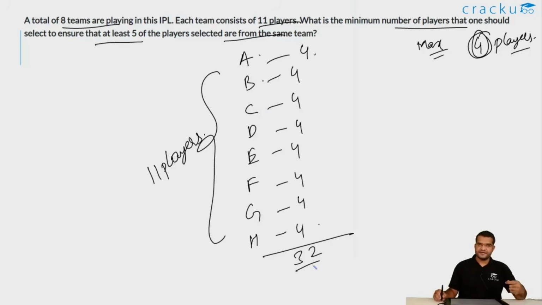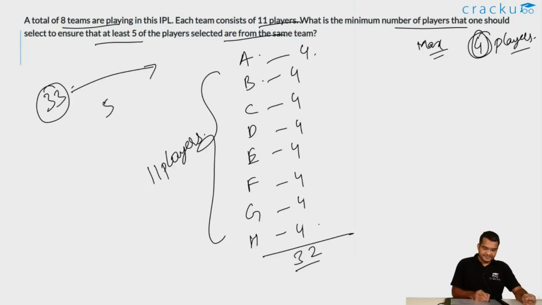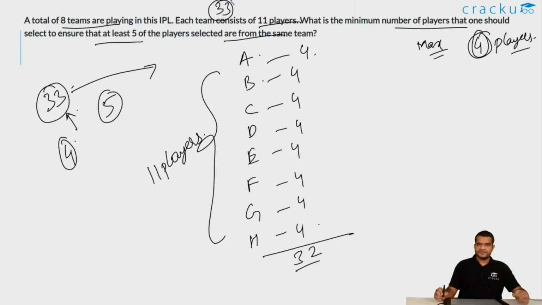But now if you are selecting one more player, that is if you are having 33 players, you know for sure that at least one of the teams has 5 players in it. You can't have all the teams contributing only 4 players and the total number of players be equal to 33. That won't happen. So the answer in this case will be 33. The minimum number of players that you have to select to ensure that at least 5 players are selected from the same team is 33.